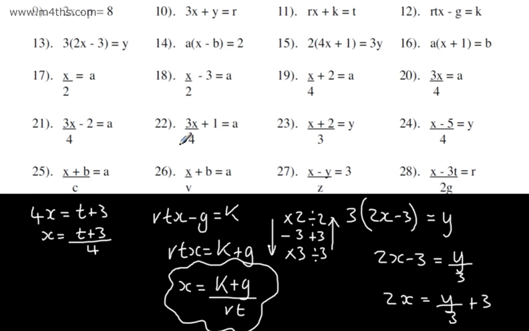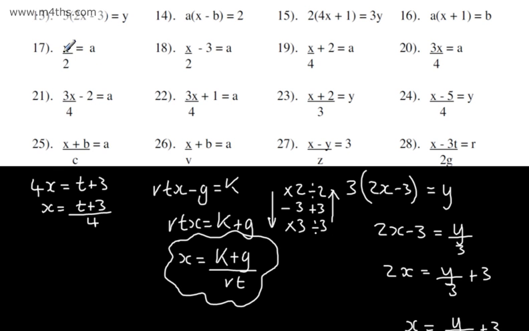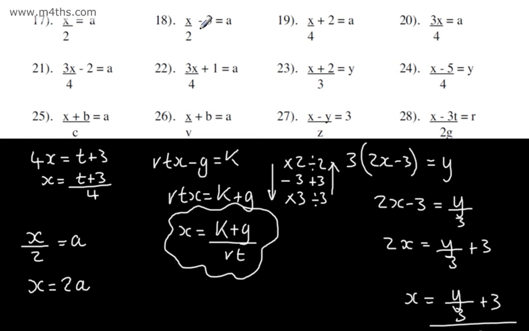Okay, let's have a look at this one right here. X divided by 2 is equal to a. So x was divided by 2, which gave us a, so we're simply going to multiply by 2. So that's going to give us that x is equal to 2a. If you want to draw this little map as you go, you're more than welcome to do so. It's entirely up to you. So let's look at this one.